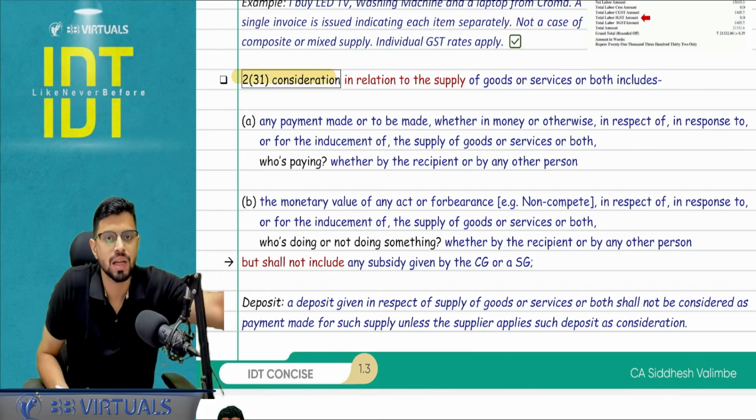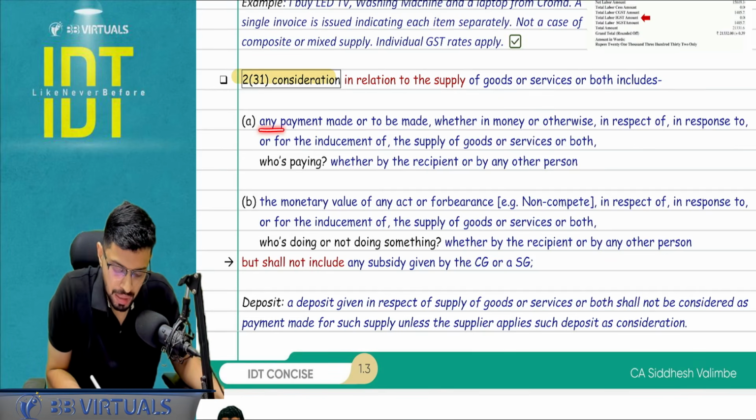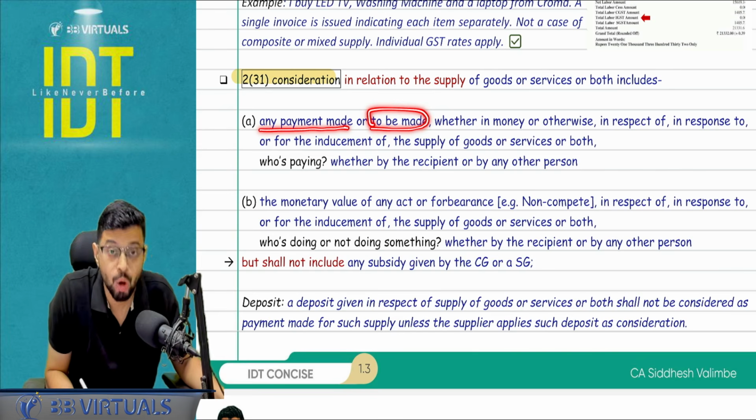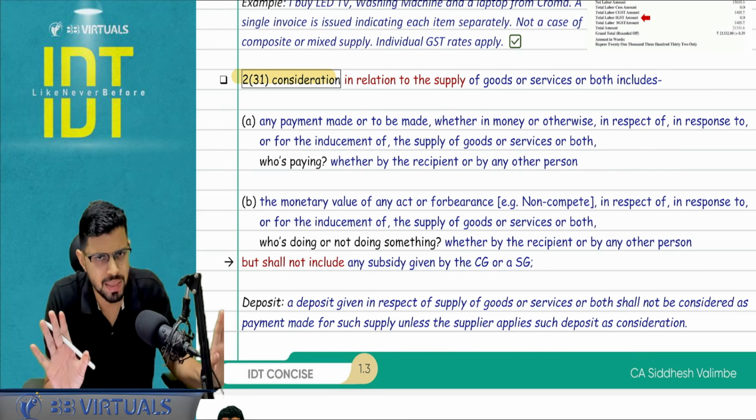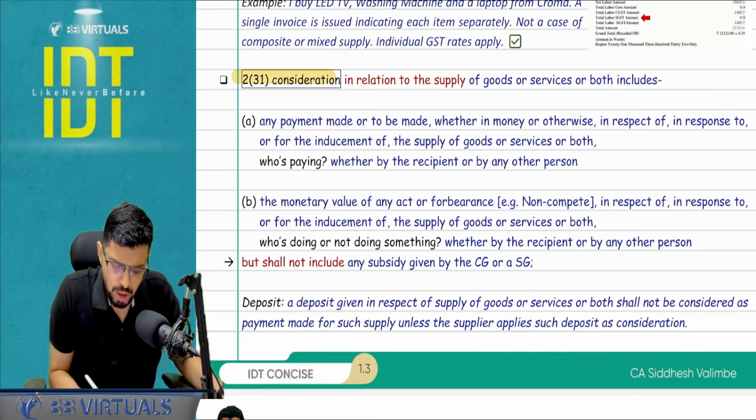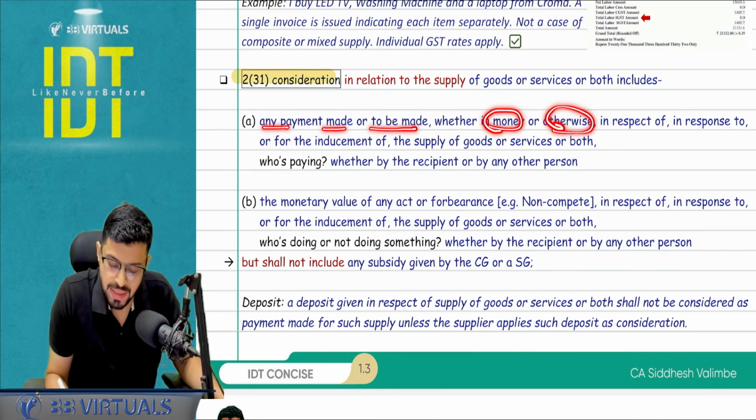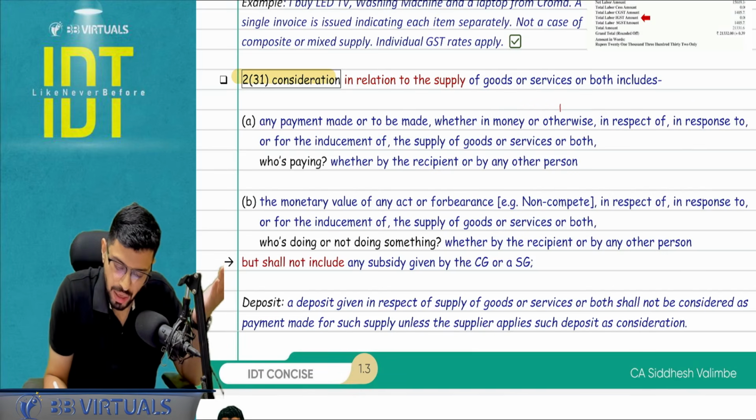Inclusive definition. Consideration means any payment made or to be made. Oh, so future payment? Yes, it is covered. Agreements are a supply, so payment can also be in the future. Any payment made or to be made, whether in money or otherwise. Money or a watch in kind. It can be in kind.